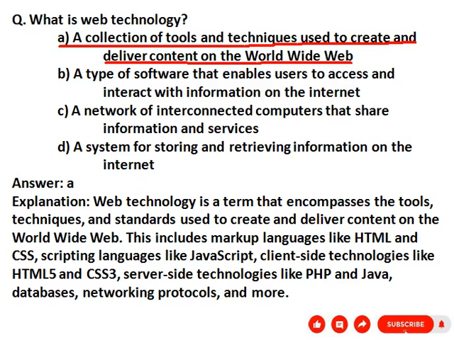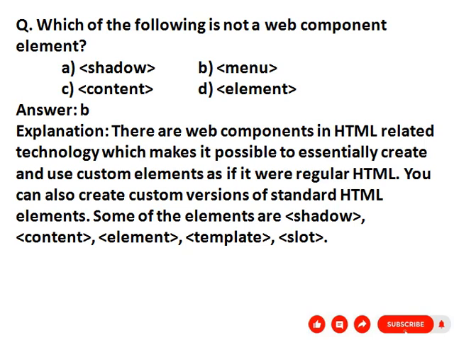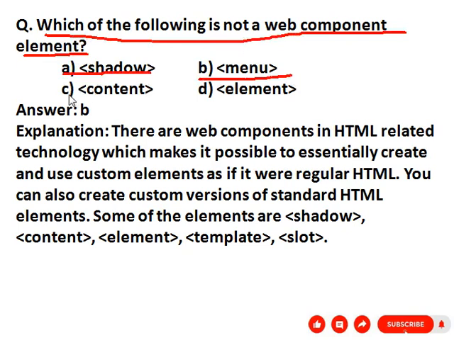Our next question is, which of the following is not a web component element? Option A, shadow. Option B, menu. Option C, content. Option D, element.